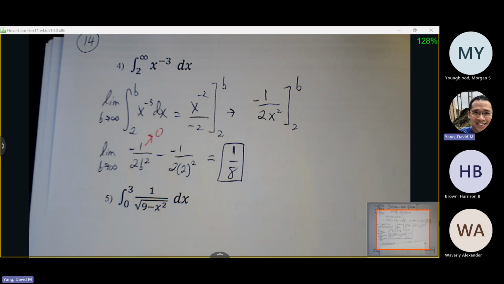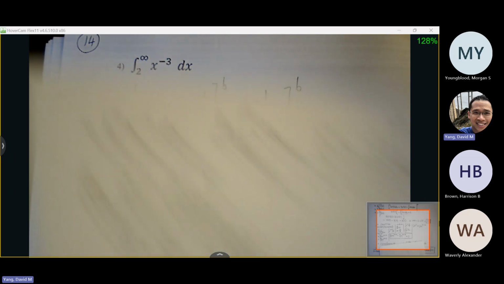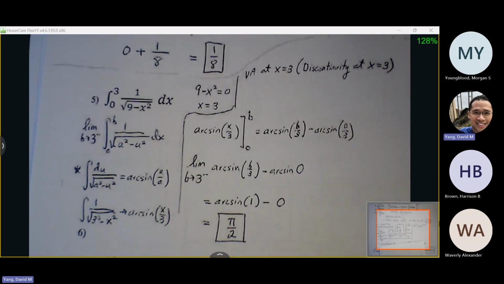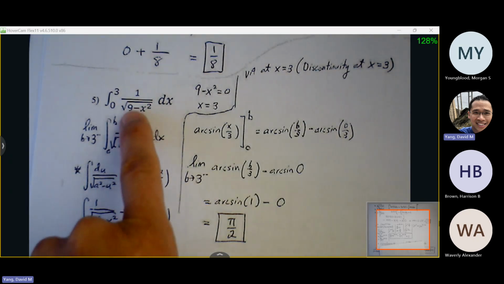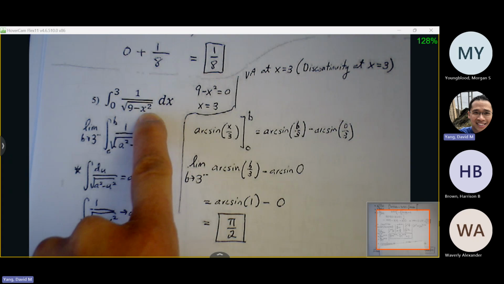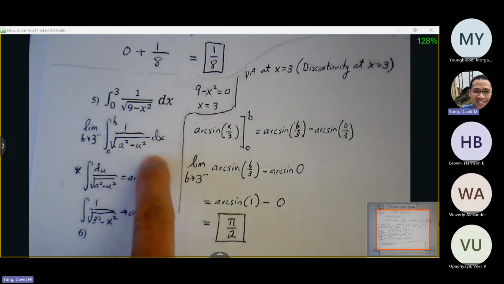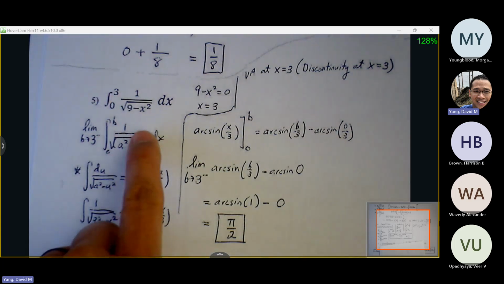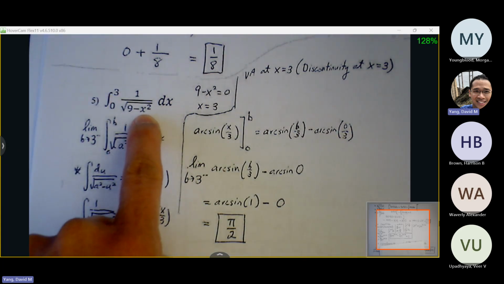Okay, I'm not going to put arc trig on the quiz, but we can still go through the process here. So number 5, this fits into an arc sine rule. My A is 3 and my U is X. Once we see that rule, we can apply it and realize it's basically just going to be arc sine of X over 3. And we know there's an issue at 3 because 3 is causing the denominator to be 0. So there's a discontinuity, or in this case, a vertical asymptote.